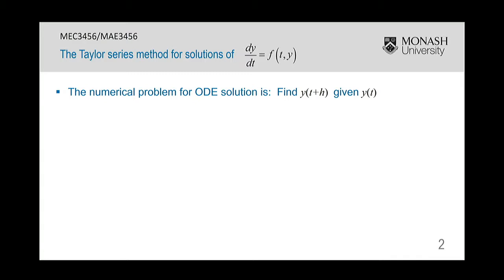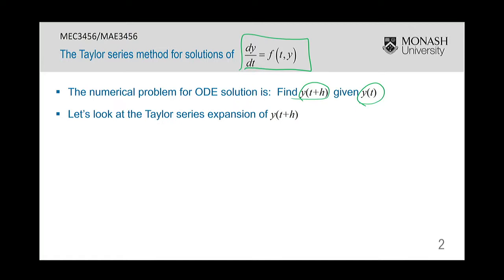So the numerical problem for solving an ordinary differential equation is we need to find y of t plus h given y of t, and the only information we've got is that dy/dt is equal to some function of t and y, and we know what that right hand side function is. We also have to have an initial condition, of course.